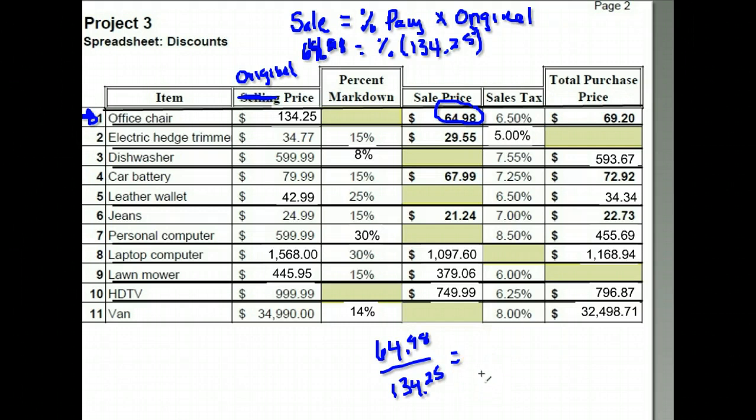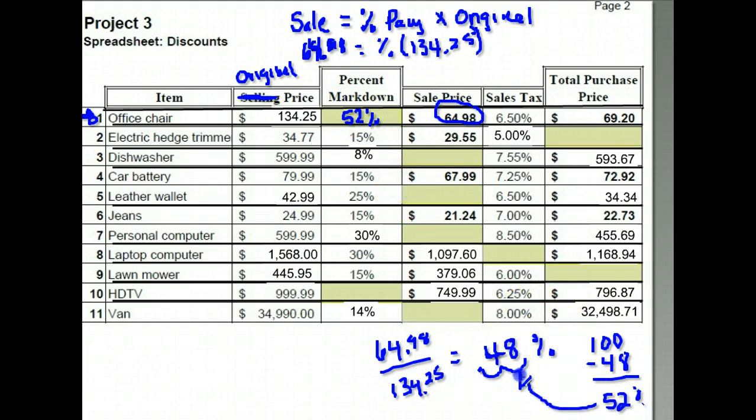And what do we get? Let's just round to the nearest percent. So about 0.48, so 48%, that's the amount we're paying. So what was our discount then? If we're paying 48%, how much did we have off? If we subtract that from 100, we know our markdown percent was 52%. We were marked down by 52%, which meant we were paying 48%, and 48% of the 134.25 was 64.98.